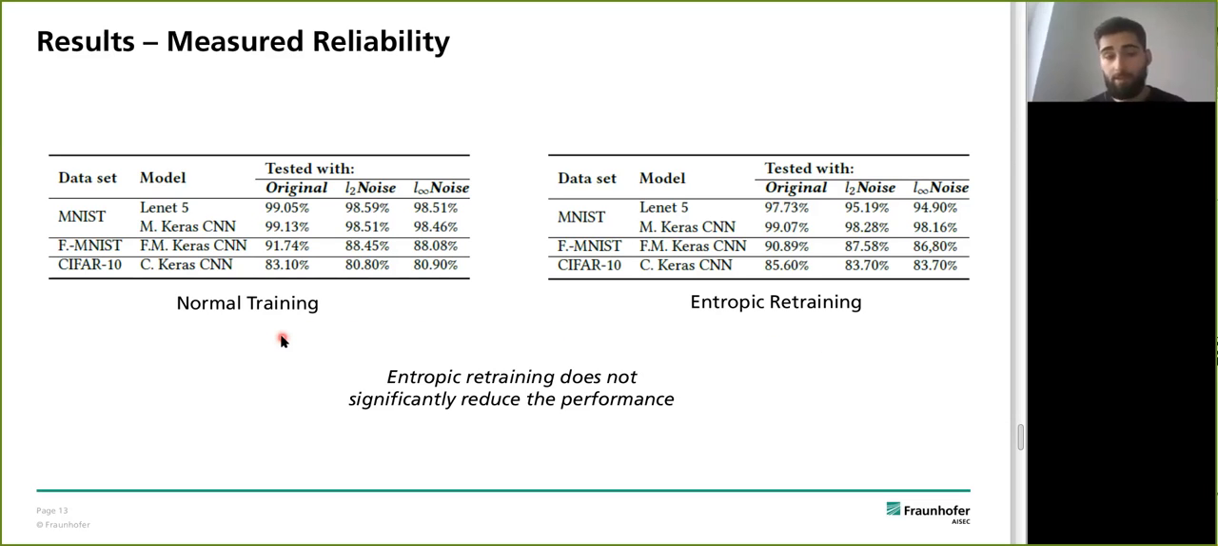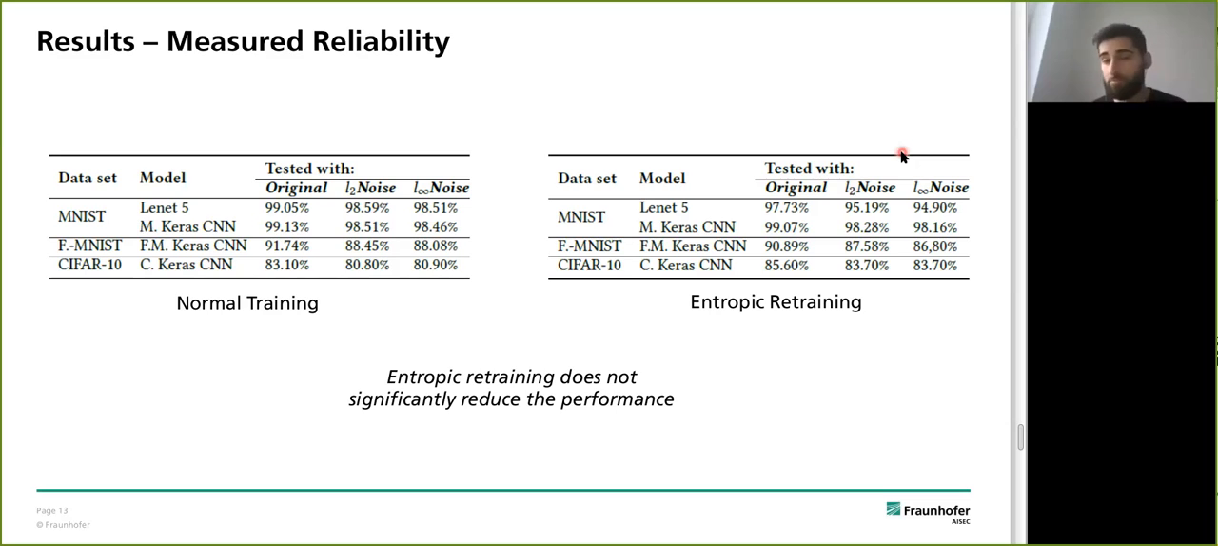On the left-hand side, we can see the performance of the pre-trained neural networks without entropic retraining. And we can see on the right-hand side, after entropic retraining, that the performance of the neural networks slightly decreased, but not to a very high extent, so that entropic retraining does not significantly reduce the performance of the neural networks, and also preserves the stability towards noisy inputs.